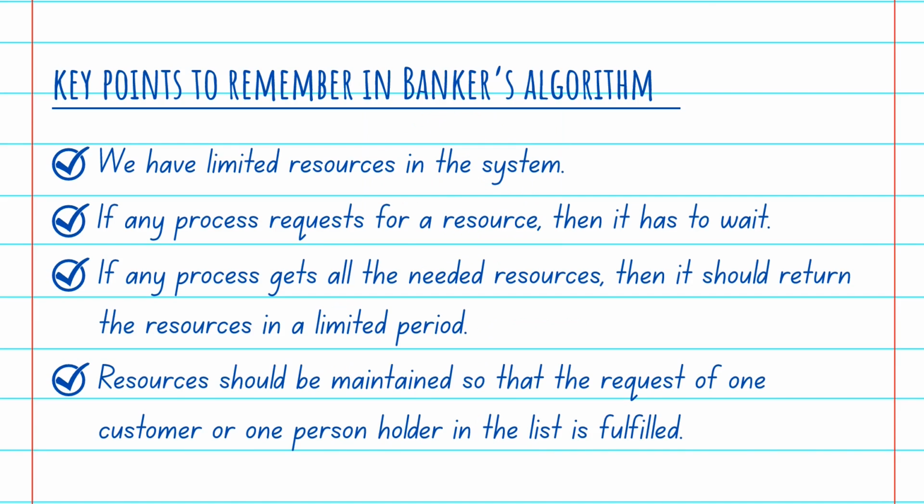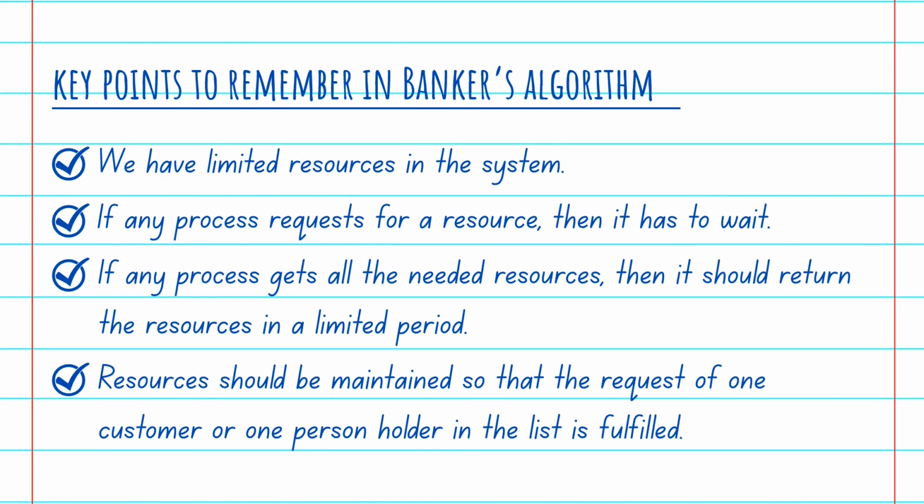Got it? There are key points to remember in Banker's algorithm. Like, we have limited resources in the system. If any process requests a resource, then it has to wait. If any process gets all the needed resources, then it should return the resources in a limited period. Resources should be maintained so that the request of one customer or one account holder in the list is fulfilled.